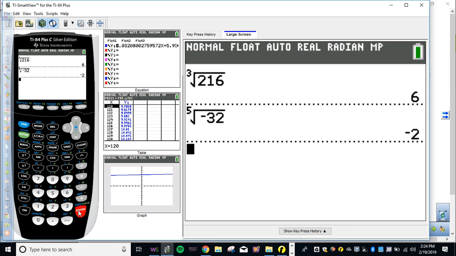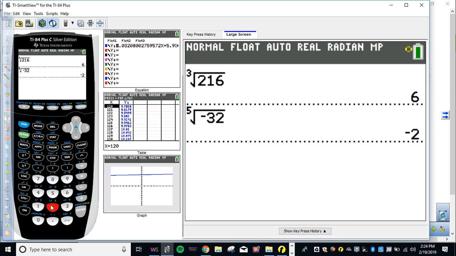You can also take, let's say we did negative 32 to the 2/5 power. What should that be? You should be able to tell me what the answer is. Higher level thinking question. To the 2/5 power. 4. Who said 4? You're correct.